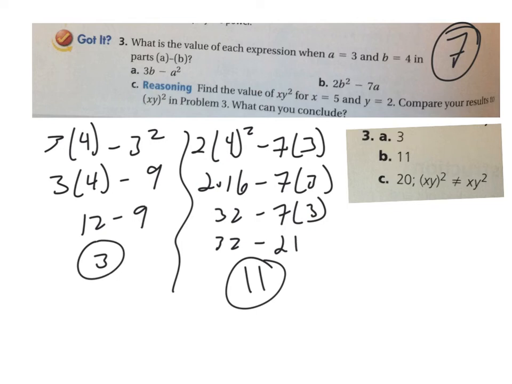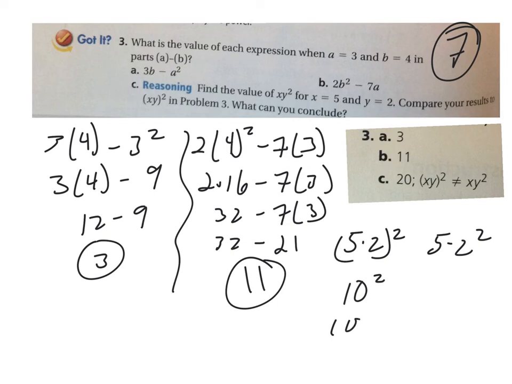So what that really looks like is x is 5, right? So that's what we're really looking at. So 5 times 2 is 10, right? So 10 squared, and then that's 100. And here we only square the 2 because the parentheses don't say square the whole thing. So 5 times 4, which is 20. Big difference those parentheses make.